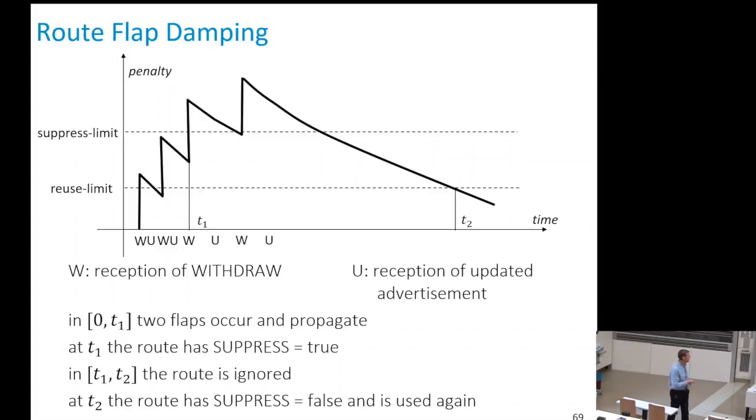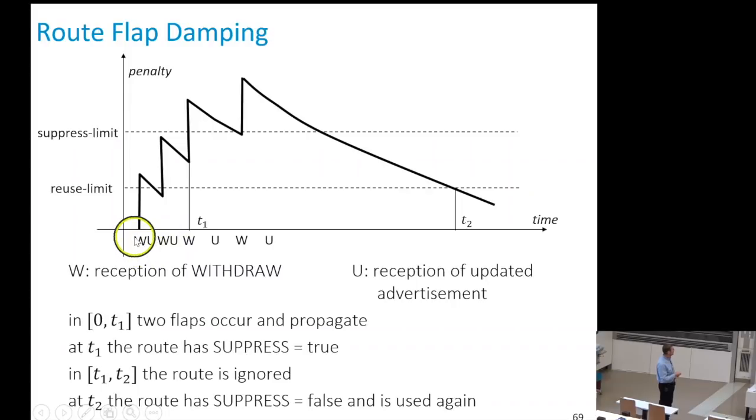And a counter is shown on the y-axis here. The counter is a penalty counter, which is initially 0. I'm showing time on the x-axis, and the letters W and U mean events, points in time where we received a withdrawal or we updated the route again, meaning we received an update message with a positive advertisement for this route. So here I'm showing exactly a route flapping episode where the route is removed, added again, removed, added again, etc.